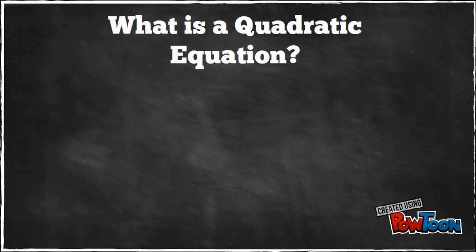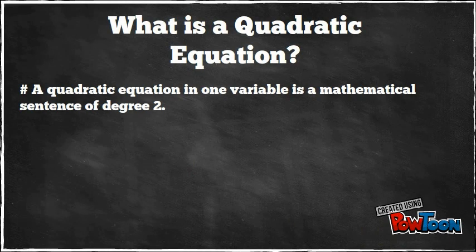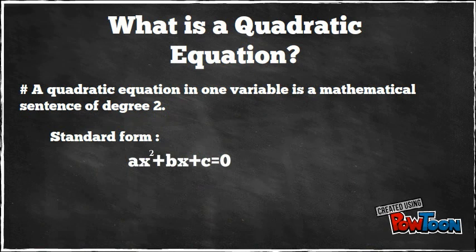What is a quadratic equation? A quadratic equation in one variable is a mathematical sentence of degree 2. It can be written in the following standard form: a x to the power of 2 plus bx plus c equals 0. a, b, c are real numbers.